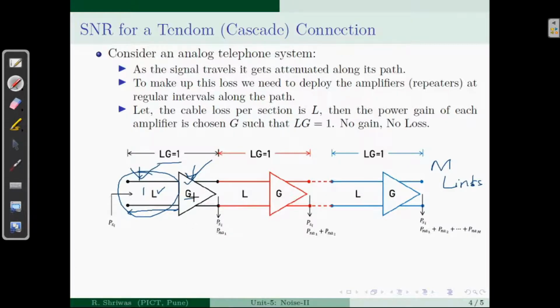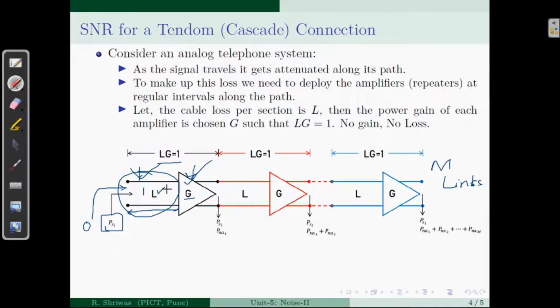So let's illustrate this power flow in this system. We have assumed there is no input noise to this system, so noise at the input of this system is 0 basically. There is no external input noise to this telephone cable system. And let's say there is a signal power at the input of this cable system, and the power of this signal is PSI. I stands for input to the cable. So PSI is the input signal power to the cascaded system.